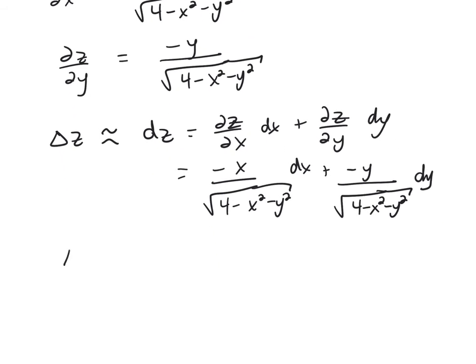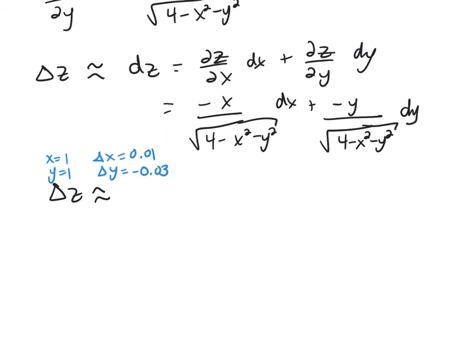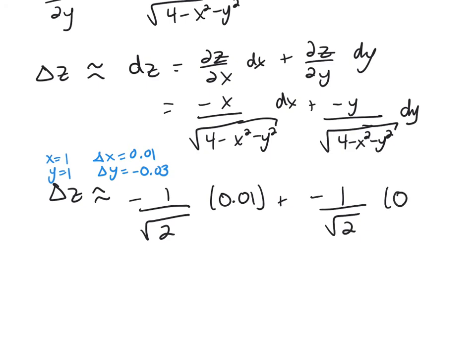So delta z is approximately, now we're going to plug in our point. So here, remember that x is 1, y is 1. Delta x we said was 0.01. Delta y was negative 0.03. So we're going to plug this stuff in here. It's negative 1 over the square root of 4 minus 1 minus 1, so it'll be the square root of 2, times 0.01, plus negative 1 over the square root of 2 times negative 0.03.